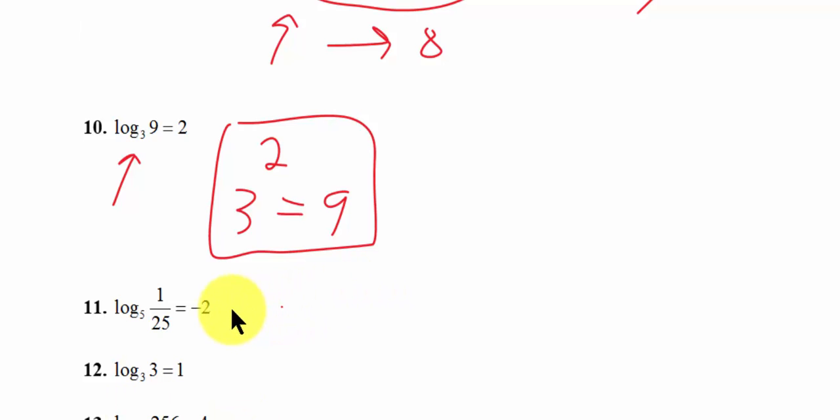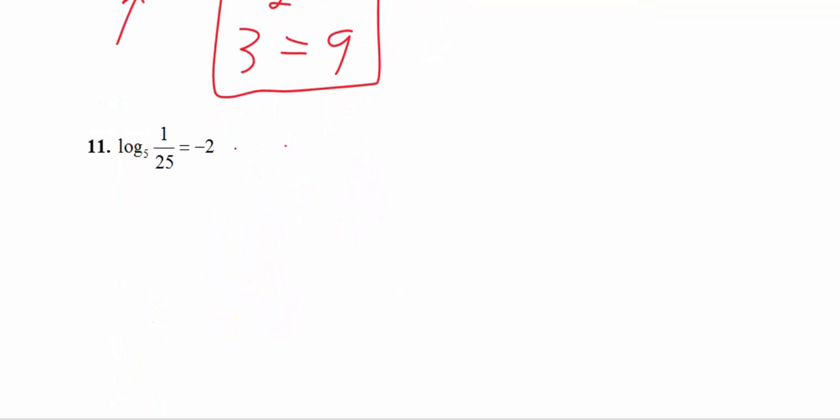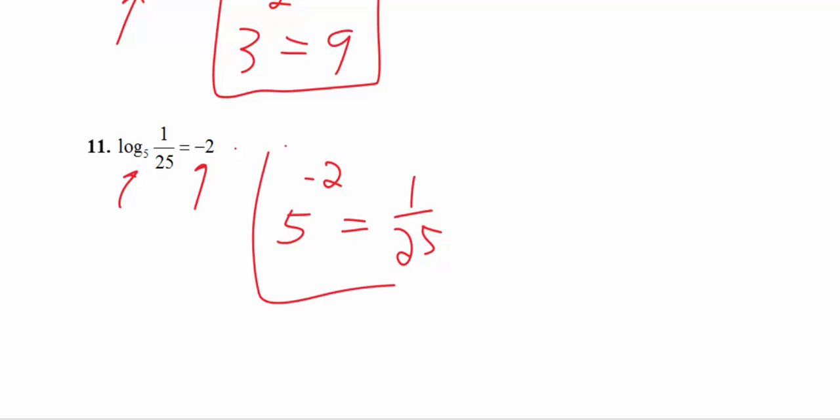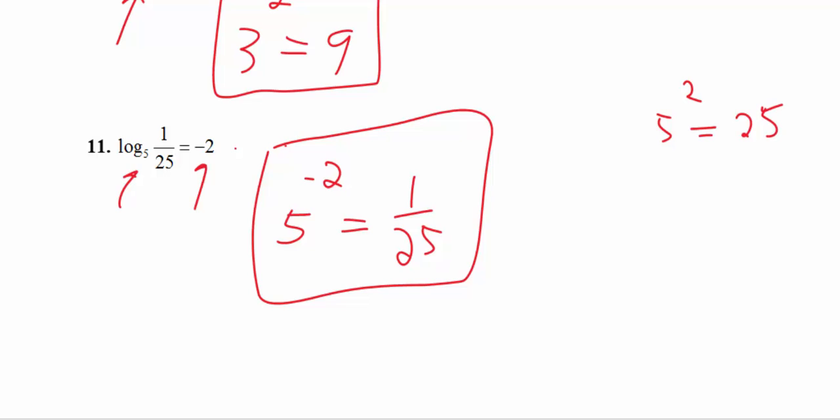All right, when I look at number 11, my base is 5, right? The base of my log is 5. The exponent's that negative 2. And the 1 over 25 goes to the outside. And that works, right? Because 5 raised to the negative 2 is indeed 1 over 25, right? So just remember, 5 squared equals 25. So 5 to the negative 2 is 1 over 25. Oops, my stylus went a little crazy. Right, so this answer is indeed correct.